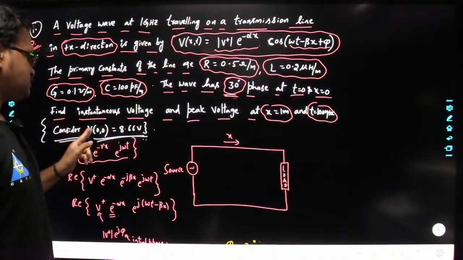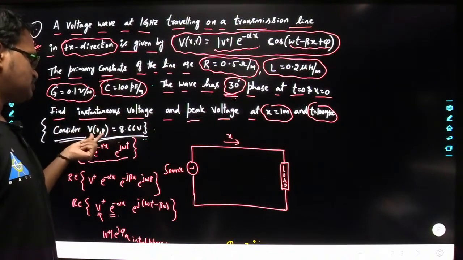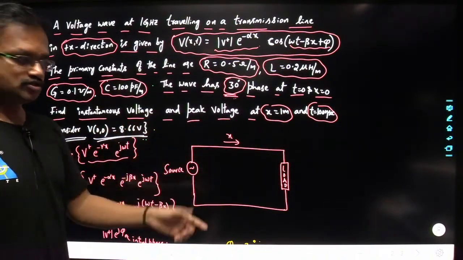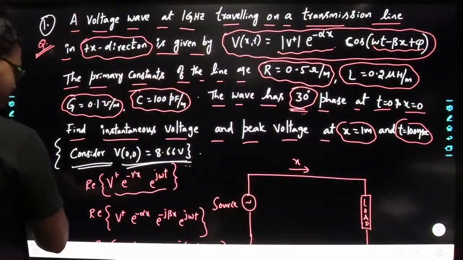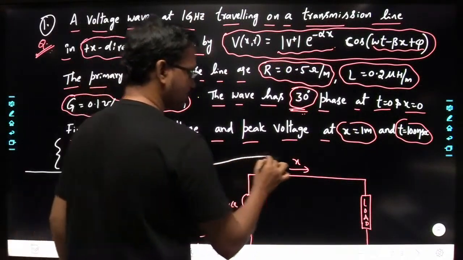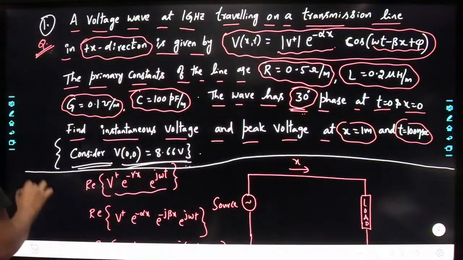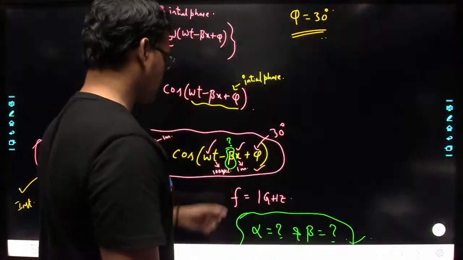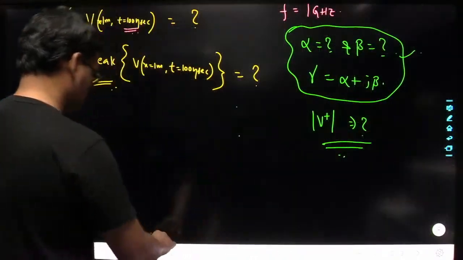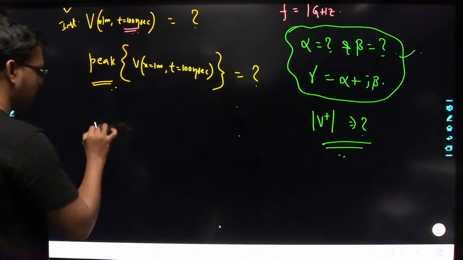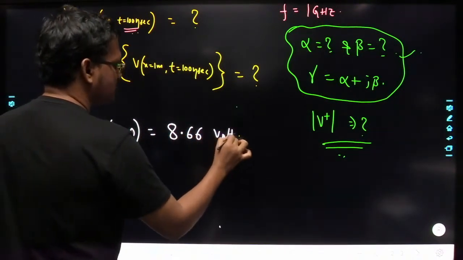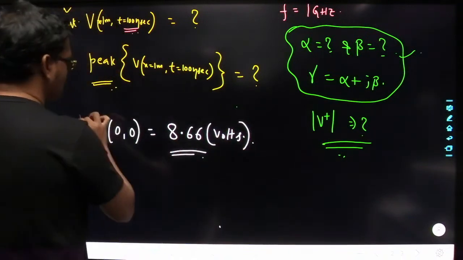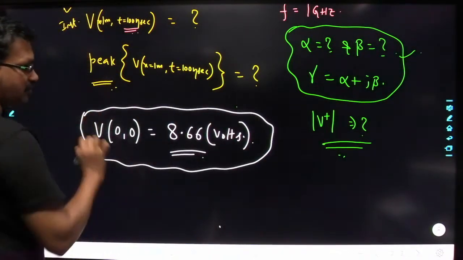That means at x equal to 0 and t equal to 0, they have given the instantaneous voltage as 8.66 volts. Understood? I have missed this data here, so just include this one. Up to here, this is the problem. They have given V of 0 comma 0 is equal to 8.66 volts. This is also given in the data itself, right?